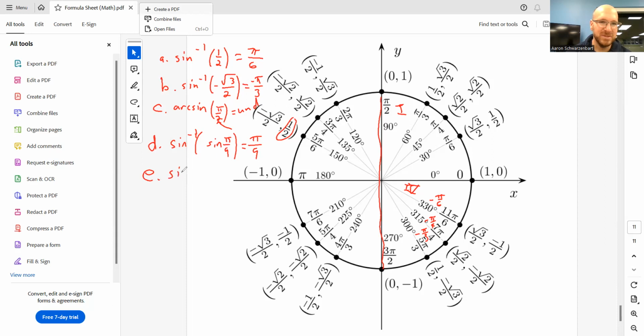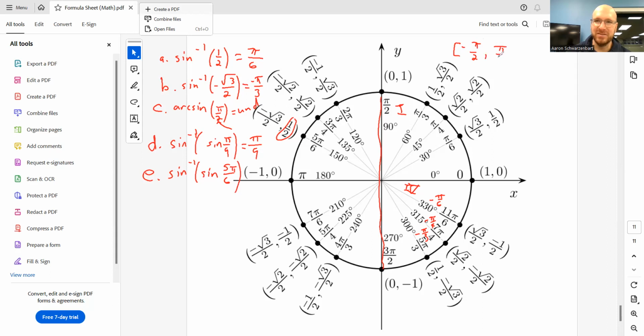I guess when it goes the other way, it's very easy as well. But this one, I guess, is not quite as easy. So 5π/6 here has a y-coordinate of 1/2. I can't just say 5π/6 because the inverse sine, all answers must lie in this range.